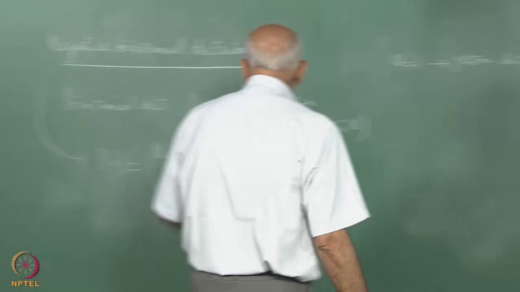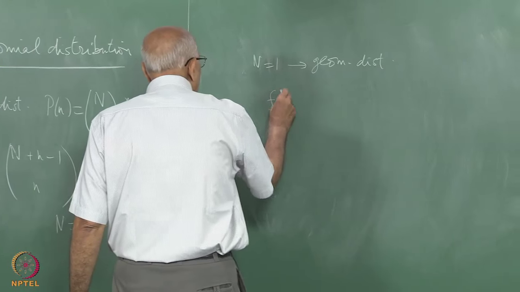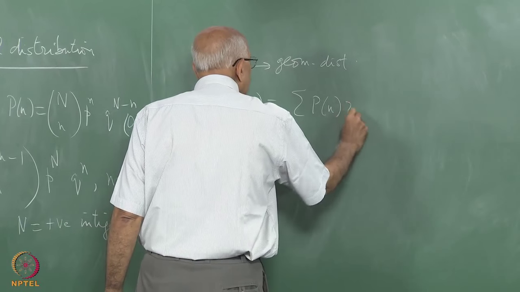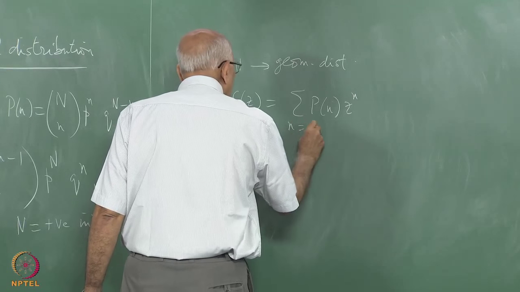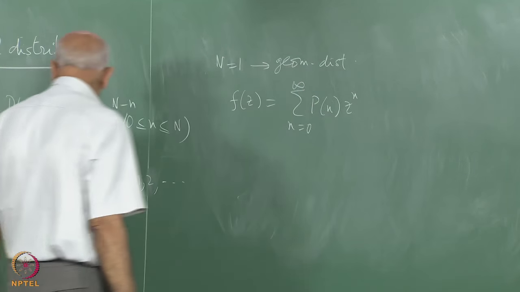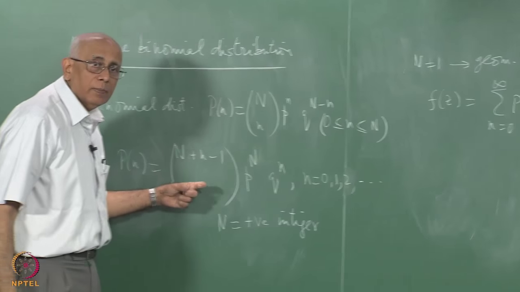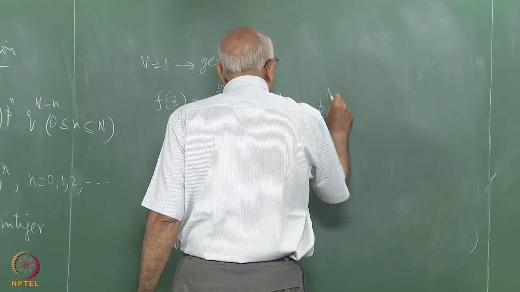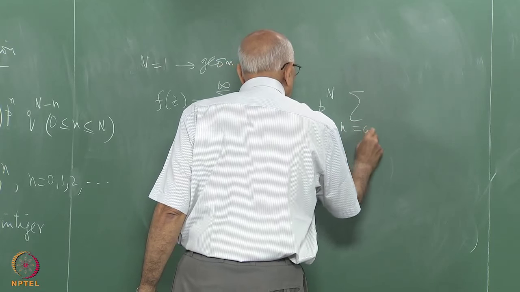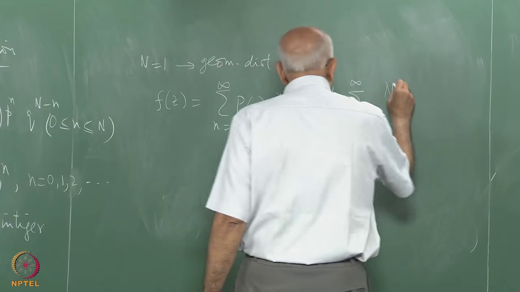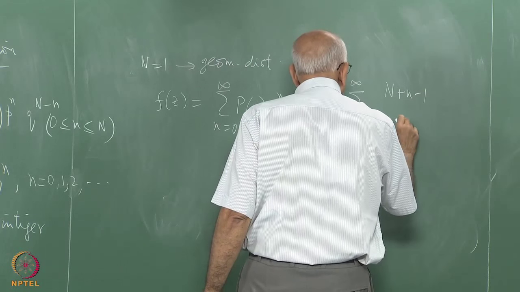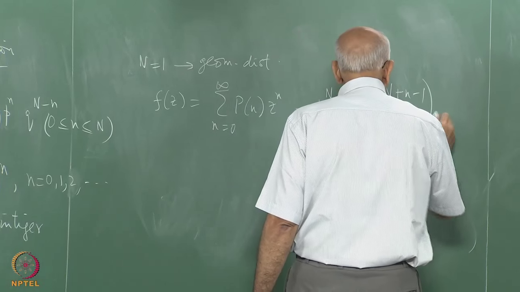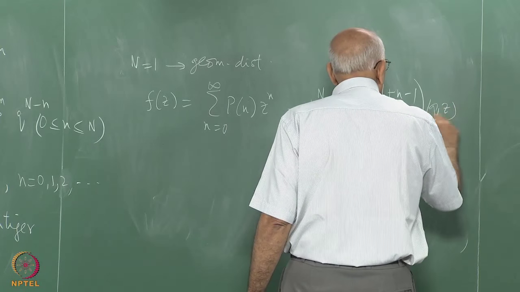Well, the thing to do is again to find the generating function. So f of z is the summation of p of n z to the power n, and this time n runs from 0 to infinity, and I plug this in there. So this is equal to little p to the power N, the sum from n equal to 0 to infinity of (n plus N minus 1 choose n), and then you have (qz) to the power n.